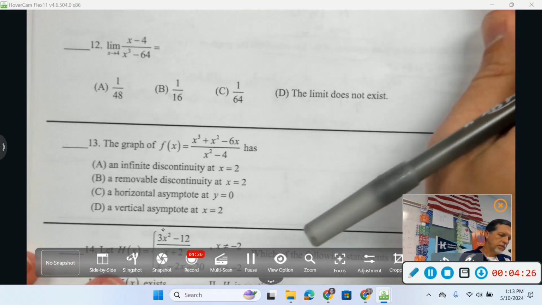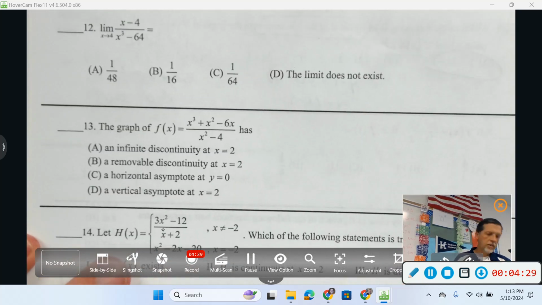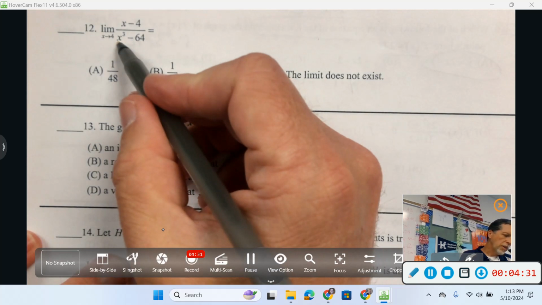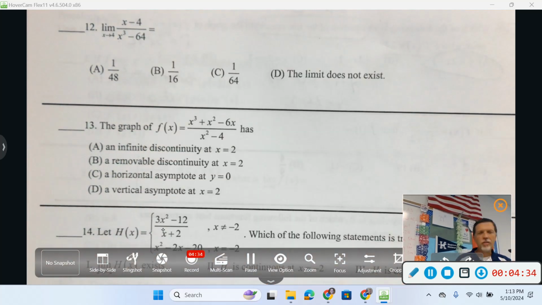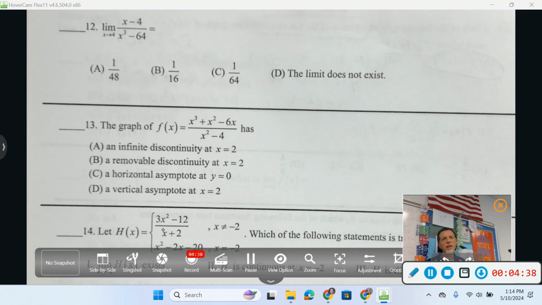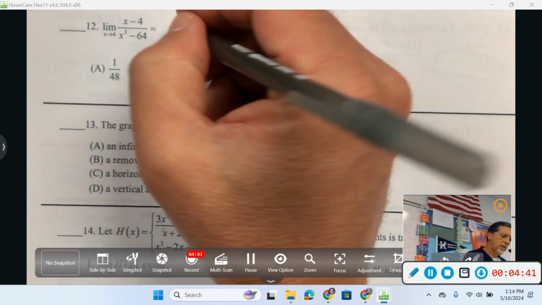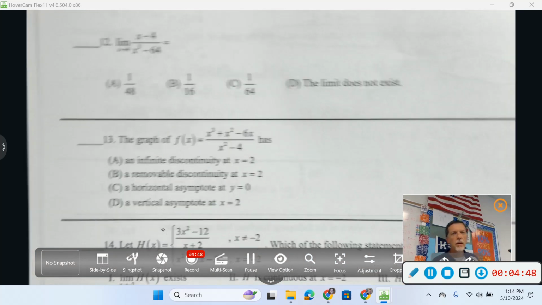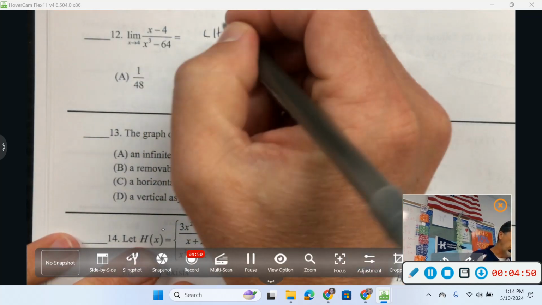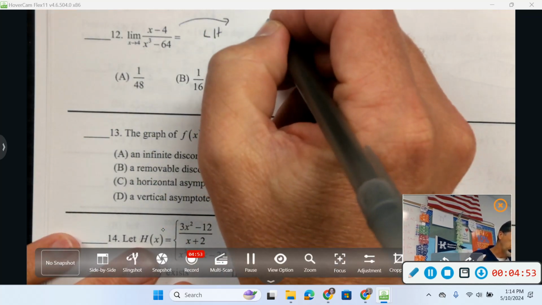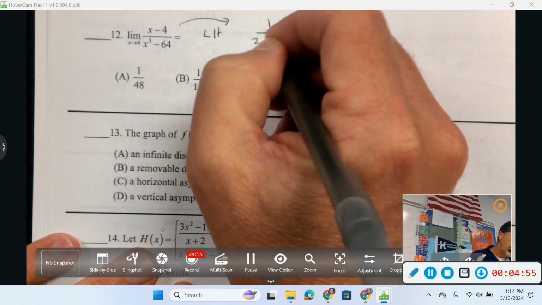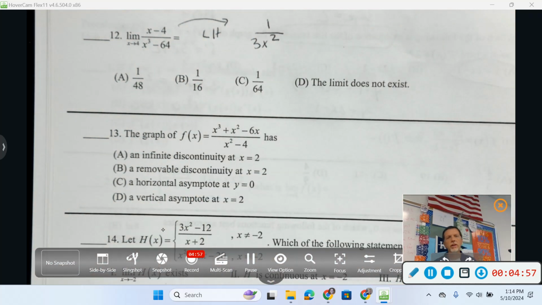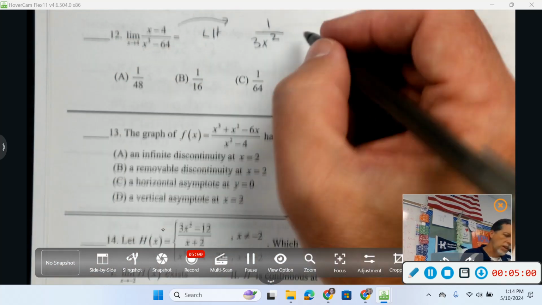Number 12. Limit as x approaches 4. If I plug in 4, I can pretty quickly see I get 0 over 0. So I could do L'Hopital or I could do factoring. I don't know which one's easier. Like if you know how to factor a cube, then it's pretty easy. But L'Hopital is pretty easy as well, because the derivative of the top would just be 1, and the derivative of the bottom would be 3x squared. So that's pretty easy.